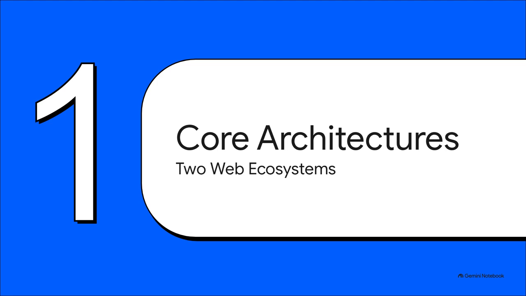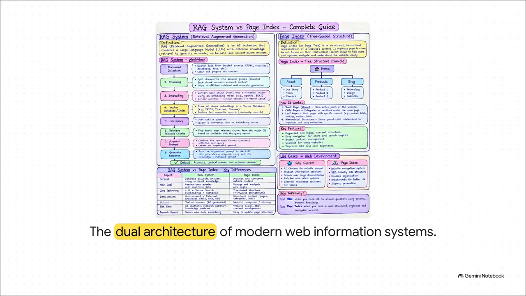Section 1, two core web architectures. Let's set the stage. Picture a massive map of modern web information systems. It's essentially a tale of two cities. One approach is the dynamic, AI-driven RAG pipeline. It's all complex mathematical conversions and real-time semantic searches. The other approach is the page index, which is that highly structured, tree-based hierarchy that has quite literally been the backbone of web navigation for decades.